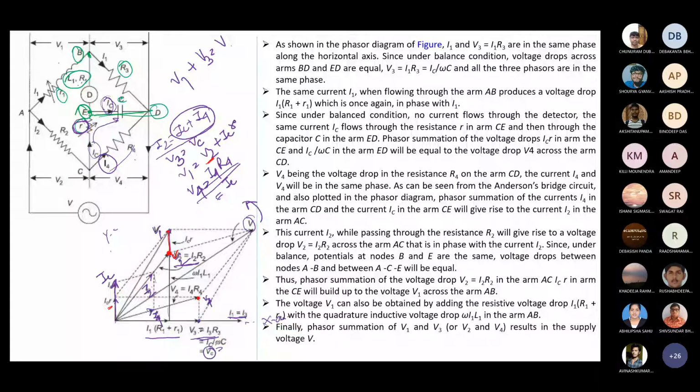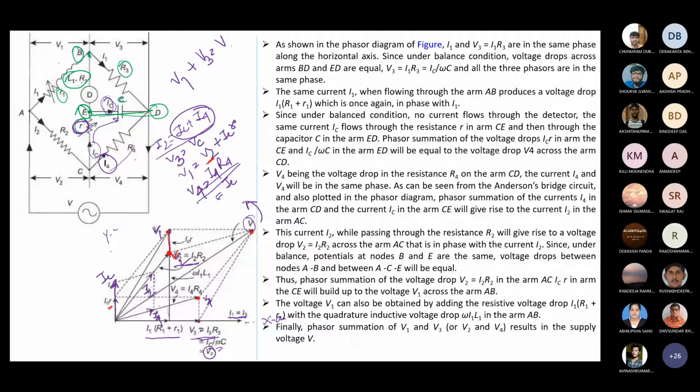Now what is your V3? V3 also has been calculated, V3 equals this point. V2 equals I2 R2, that means this point. So V1, V2, V4 and V3, all four points you are able to get. Now if you add them, you directly get the value of V.